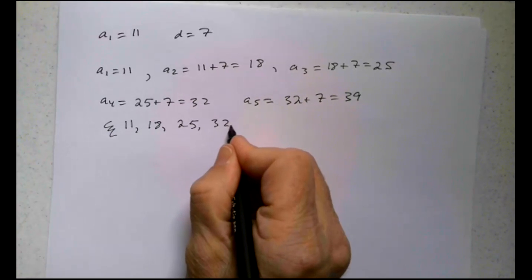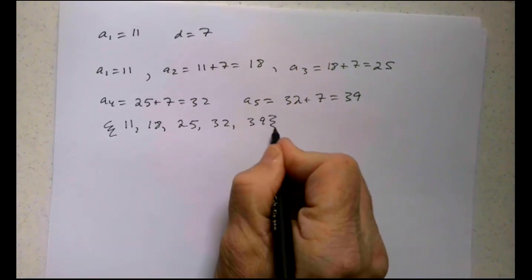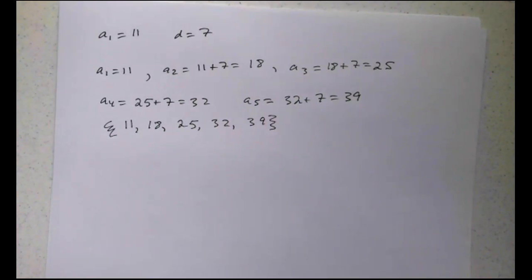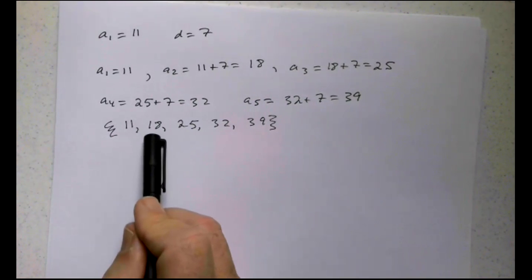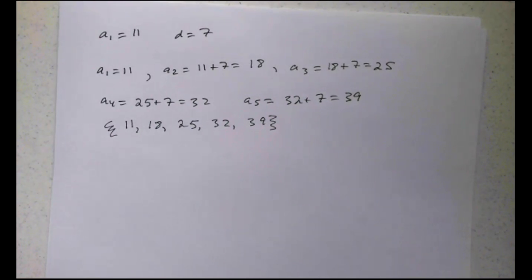25, 32, 39. This is an arithmetic sequence. First 5 terms, I guess it goes on beyond that, but I just listed the first 5. 1, 2, 3, 4, 5. Common difference on each one is 7. Now, what's the next thing it asks us to do?